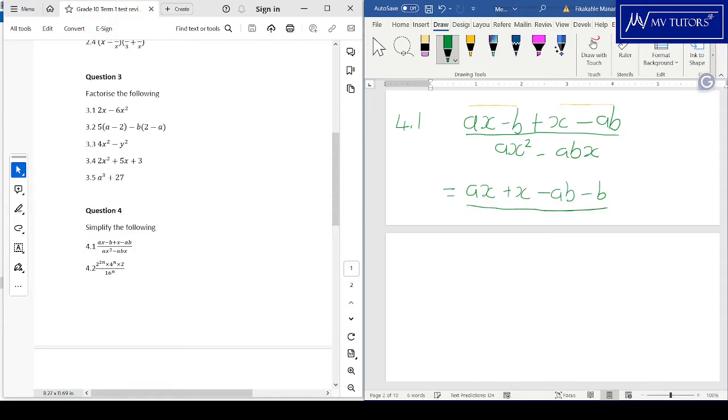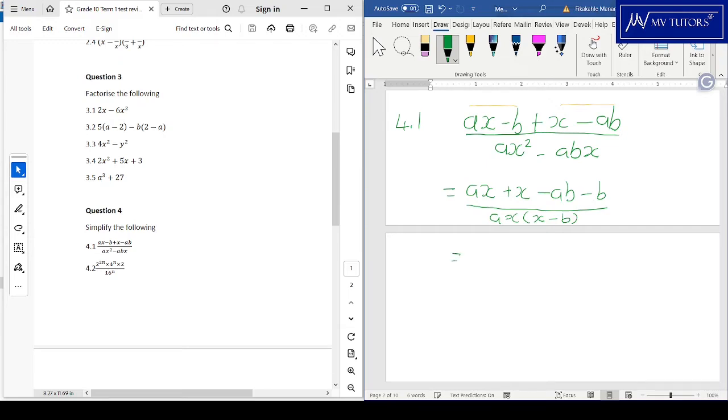This one, what can I do under here? It looks like I can factorize. Yes, I can. I take out the a because a is common in both. What about b? b is not common. What about x? x is common. All right. And then to get ax squared, I need to multiply ax with an x. Minus, to get abx, I need to multiply ax with b.